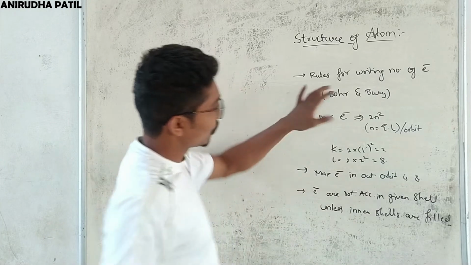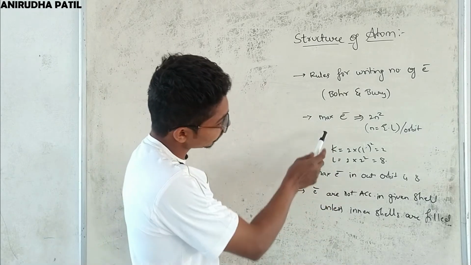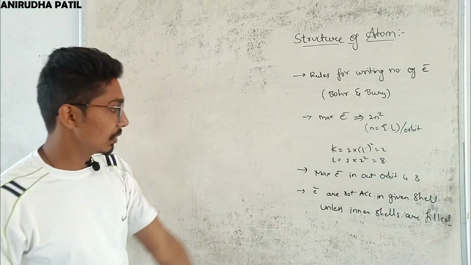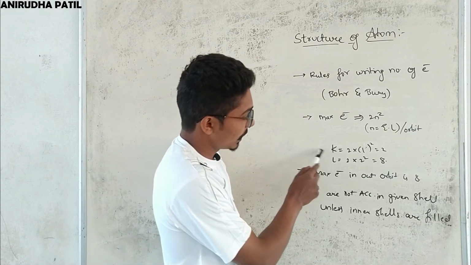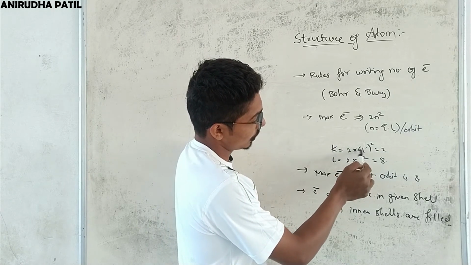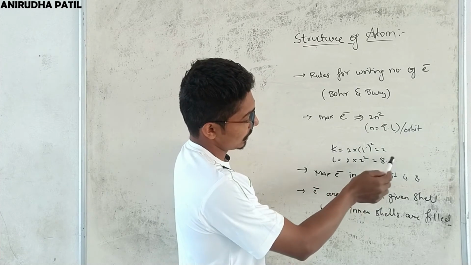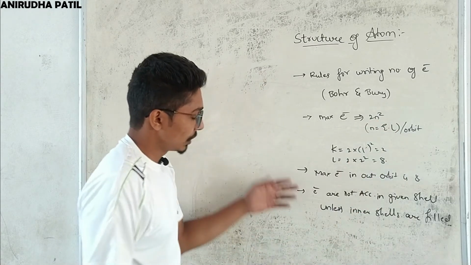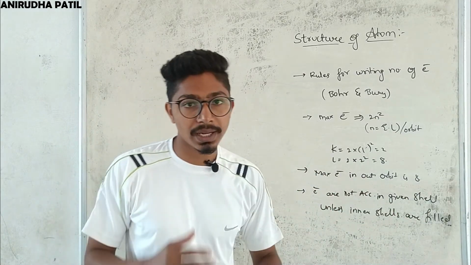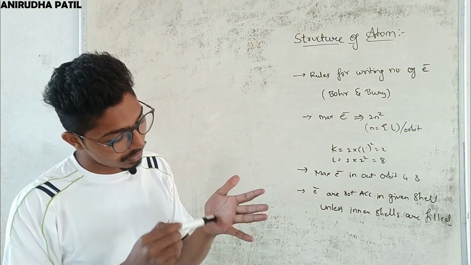So the next concept is rules for writing the number of electrons present in an atom, and this concept was given by Bohr and Bury. According to them, the maximum number of electrons in an orbit is given by 2n square, where n is the orbit or the shell. Suppose it is the K orbit, so the number of electrons that can be accommodated in K is 2 into 1 square, so it's the first orbit, right? So 2, and similarly for L, the orbit number is 2, so 2 into 2 square, that is 2 into 4, which is 8, so the number of electrons that can be accommodated is 8. The second rule was that the maximum electrons in the outermost orbit can be only 8, and electrons are arranged in the shells in a stepwise manner, that is, first the innermost shell is filled, then the next one, then the next one, and so on.